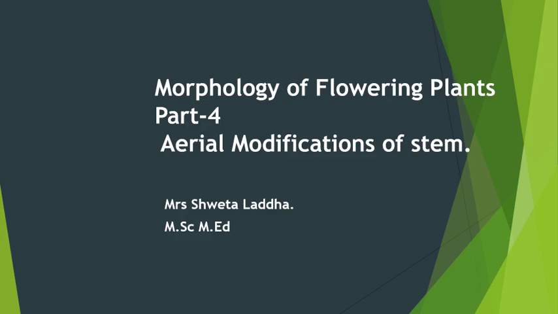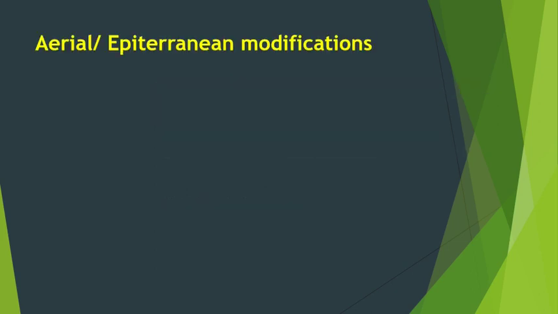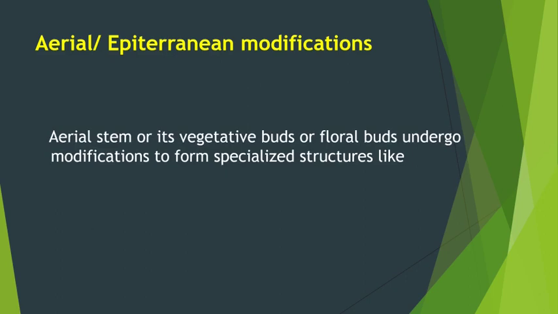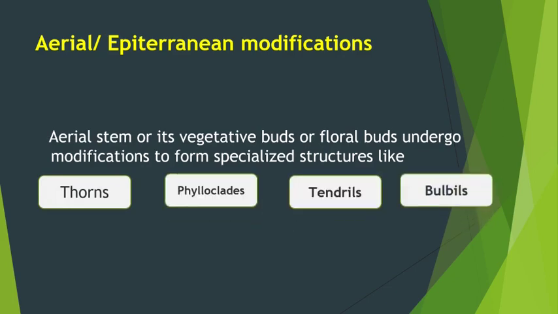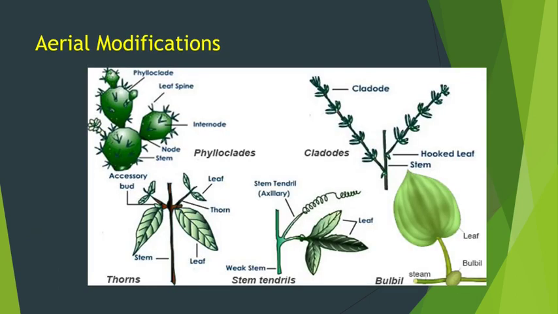Today we are going to discuss aerial modifications of stem. Last time we had discussed underground modification. The word aerial means above the soil, so epiterranean, above the soil modifications. Here the vegetative buds or the floral buds are modified to form specialized structures like thorns, phylloclades, tendrils, bulbils, cladodes, which perform special types of functions. So let us see in detail about these modifications, that is phylloclade, thorn, tendril, cladode and bulbil.